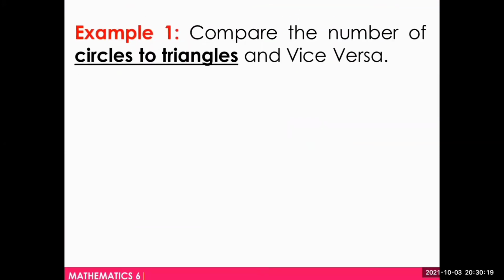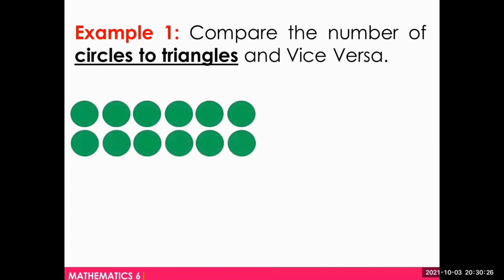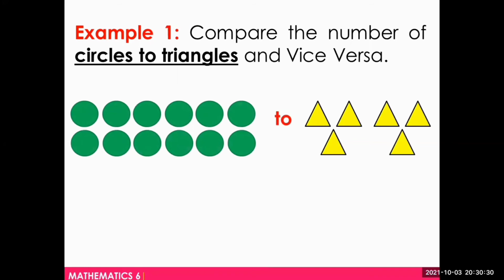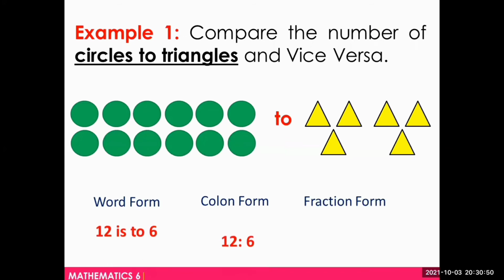Example 1. Compare the number of circles to triangles and vice versa. Circles, 12. Triangles, 6. Sulat natin ang ating sagot. Word form, colon form, and fraction form. Ang bilang ng bilog ay 12. Ang bilang ng tatsulok ay 6. Kaya isusulat natin ito ng 12 is to 6.